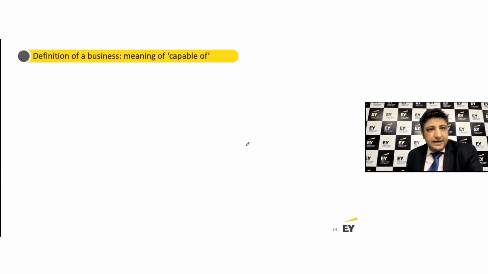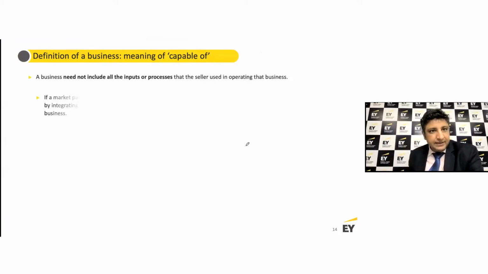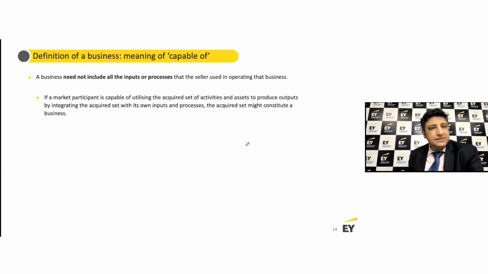Let's try to understand now. Again, while the context is already discussed, let's spend some more time talking about the capability part. We say that a business does not have to include all the inputs or processes that the seller used in operating that particular business.